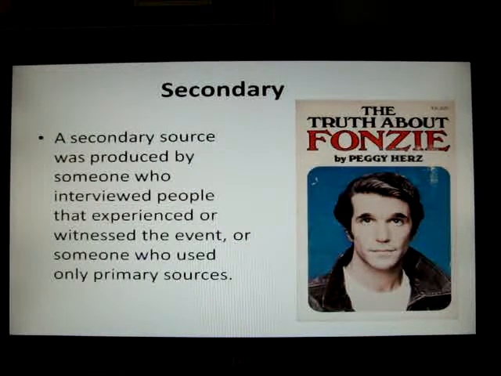Secondary is somebody who went out and did research. They interviewed people and read reports that were written by people who were there, who witnessed the event, who were part of it. And then they put that information together. So here we have a book, The Truth About Fonzie by Peggy Hertz. Peggy Hertz interviewed actors from Happy Days. She interviewed the writers for the series. She interviewed the director for the series. So she got a lot of first-hand information to write her book.